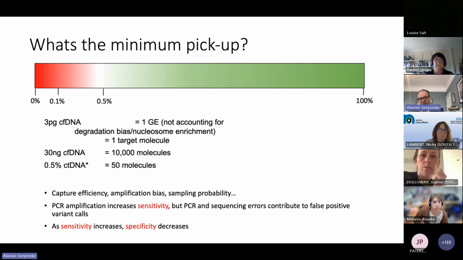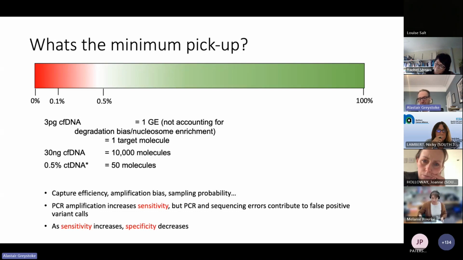And that's probably about right. If you try to go down any more, you start to get potential sequencing errors due to the amplification. You can start to get false positives. So in general, it's somewhere between 0.1 and 0.5% that you can pick up the tumor DNA. That's still pretty impressive to me.